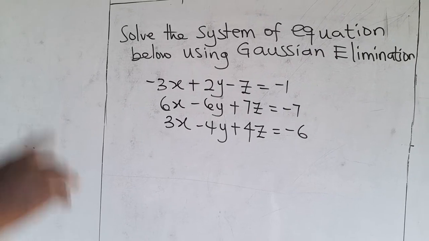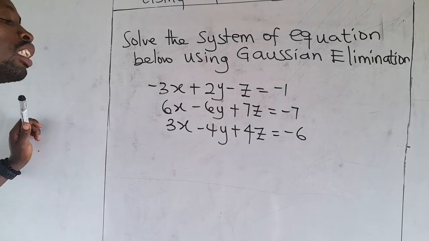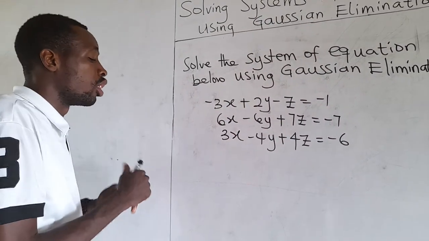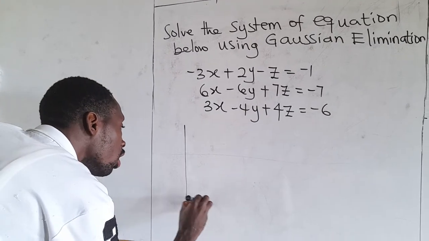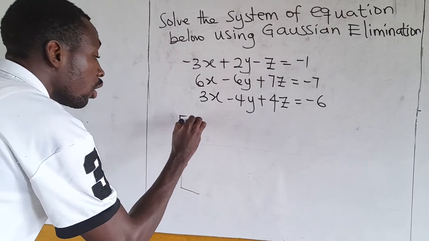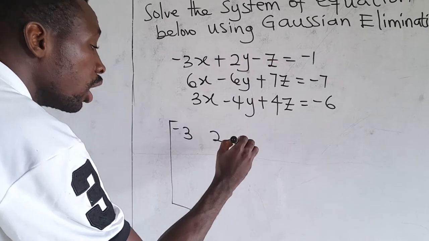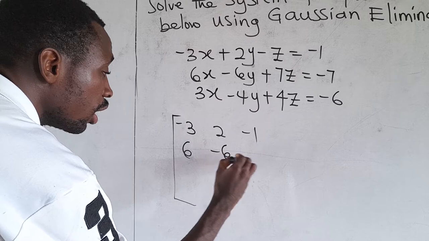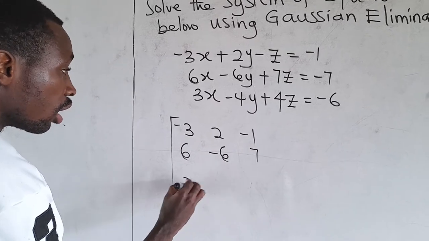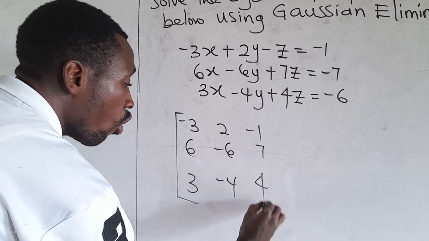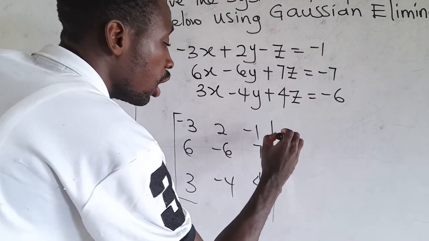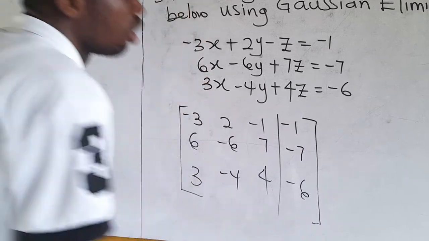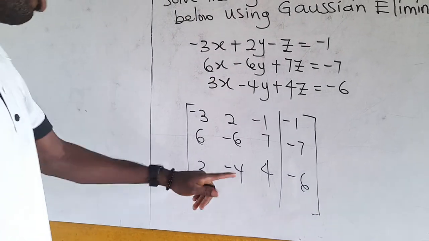So let's solve the second example on three unknown variables. Like this, so we are going to solve this. We need to form the augmented matrix. So we have negative 3, 2, negative 1. Then 6, negative 6, 7. Then 3, negative 4, 4. Then the constants, negative 1, negative 7, negative 6. So that's the augmented matrix.